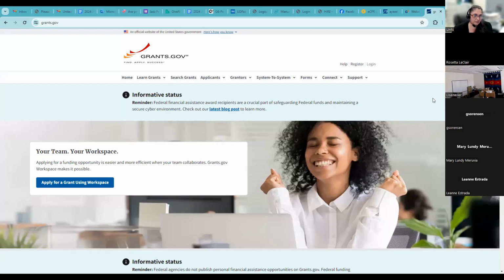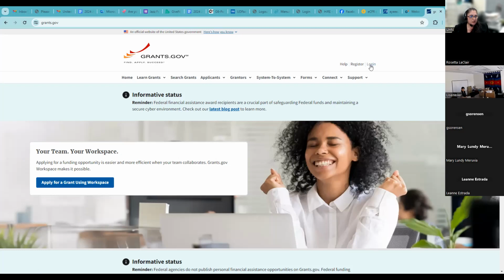So again, the question for everybody is you need to know internally who is the AOR. It's the authorized organizational representative that can hit send on your application. They're the ones who can upload things and input information, but whether they give you access, or give you passwords, or they themselves have to do it, you need to find out internally what that process is. But here's the information on grants.gov.